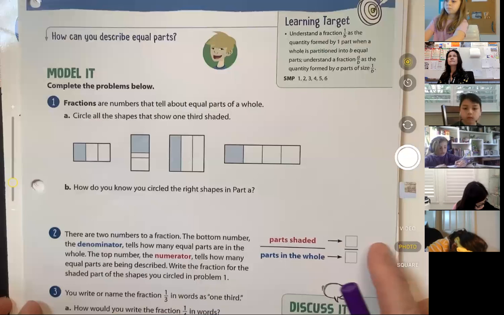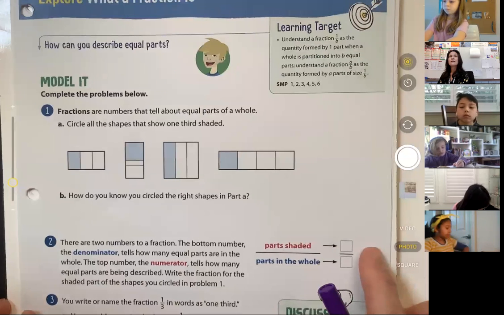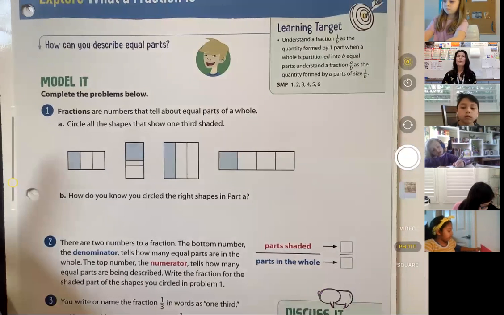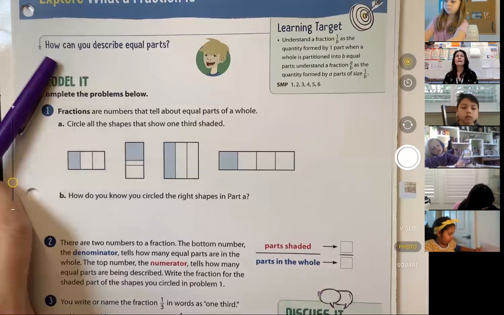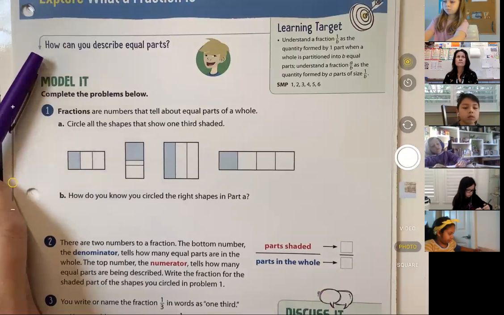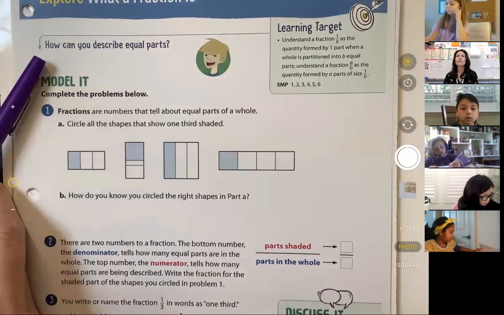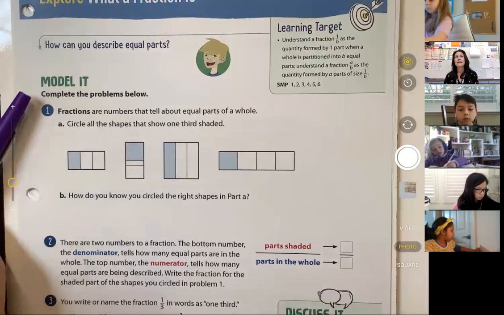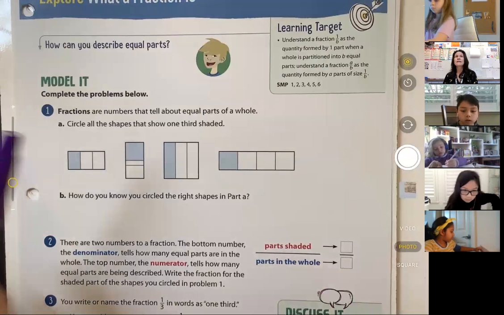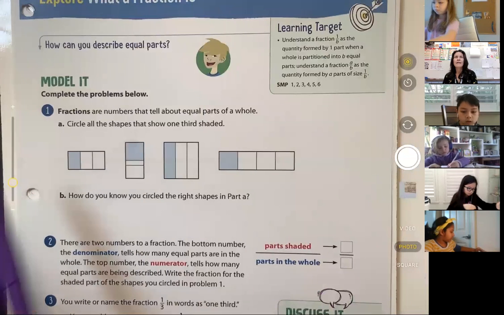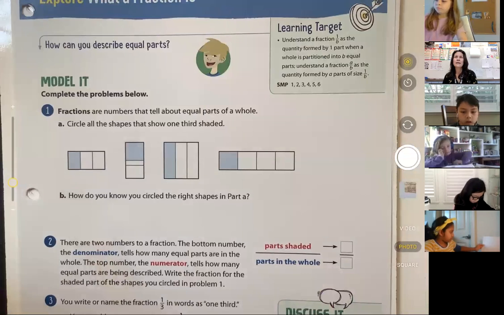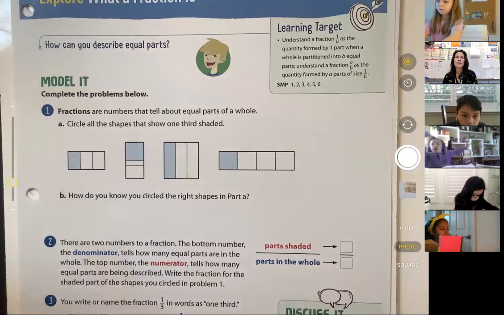Here we go. So up at the top here, how can you describe equal parts? How can you describe equal parts? So let's take a look at the model. It's going to say that fractions are numbers that tell about equal parts of a whole. Circle all the shapes that show 1/3 shaded.